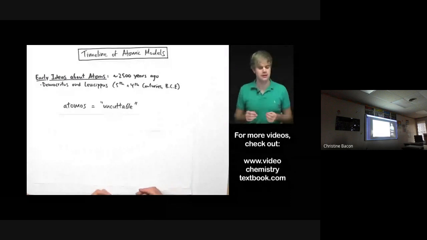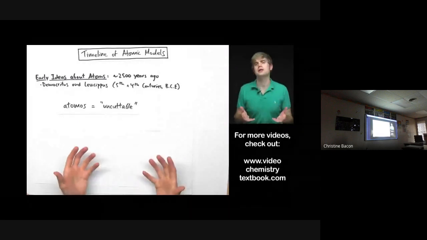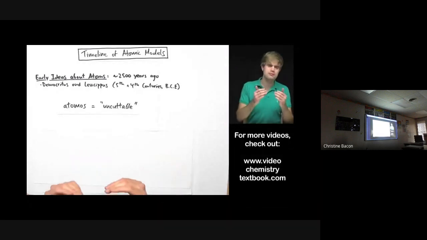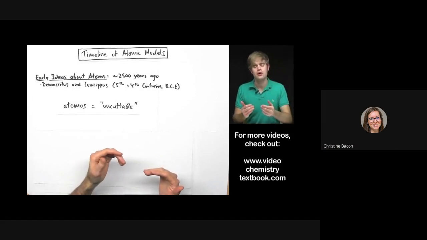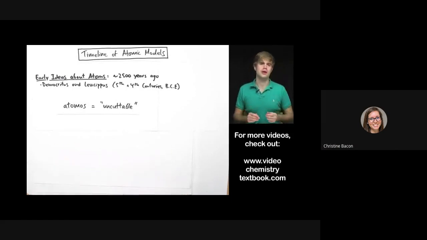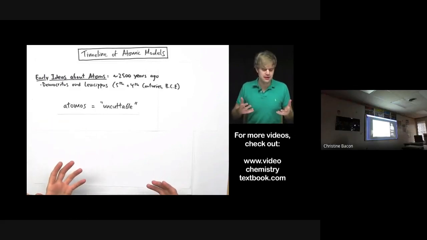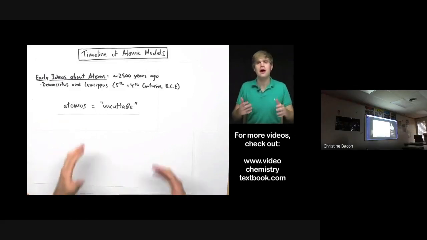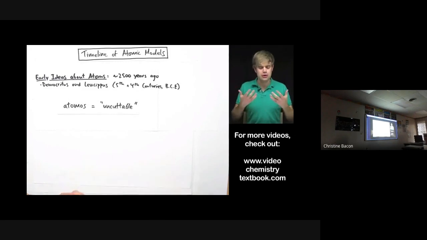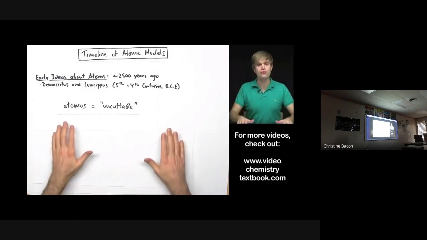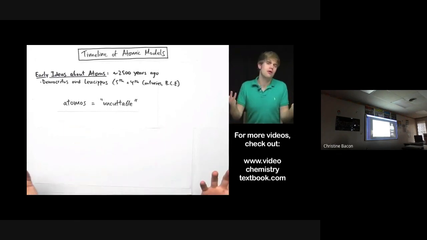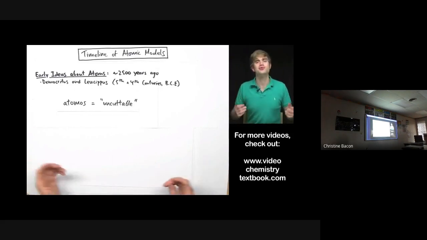But here's the thing. They weren't scientists. They couldn't do experiments in the laboratory to prove that they were right. And because of this, some people think that their idea was just kind of a lucky guess. They couldn't actually prove what they thought. So, how can you tell whether it's right or wrong?